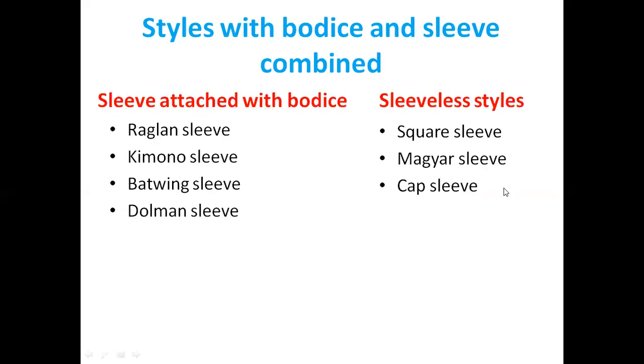Finally, we will be moving on to the later half of the presentation. That is the second half of the classification, that is styles which is attached with the bodies and sleeve combined. In addition to that, we will be seeing sleeveless styles also. So now let us start with sleeves attached with bodies. In this, we will be dealing with raglan sleeve, kimono sleeve, batwing sleeve, as well as dolman sleeve. In the sleeveless styles, we will be seeing square sleeve, magyar sleeve, and finally we will be seeing cap sleeve.